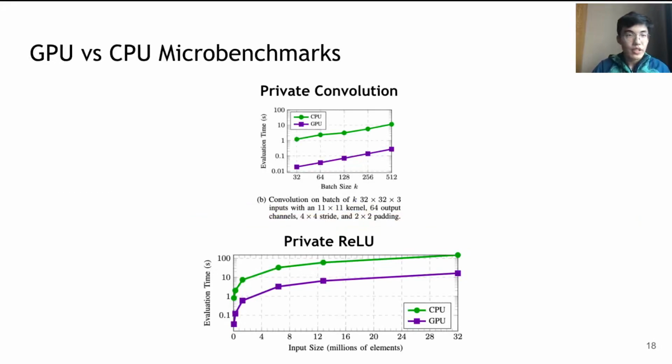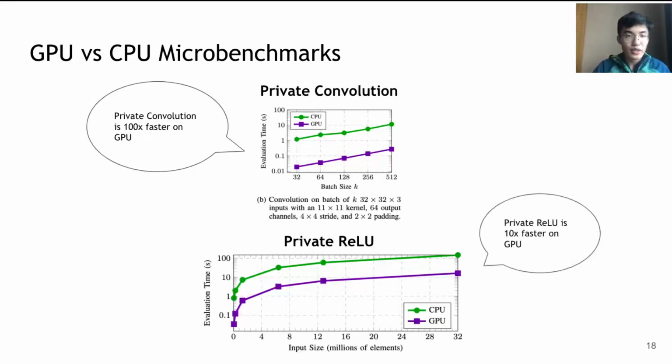Finally, we run micro benchmarks comparing the performance of MPC protocols on GPU versus on CPU. For private convolution, running the protocol on GPU is 100x faster than on CPU. And for private ReLU, running the protocol on GPU is 10x faster than on CPU. Our micro benchmark shows that both linear and nonlinear operations benefit from GPU parallelism.